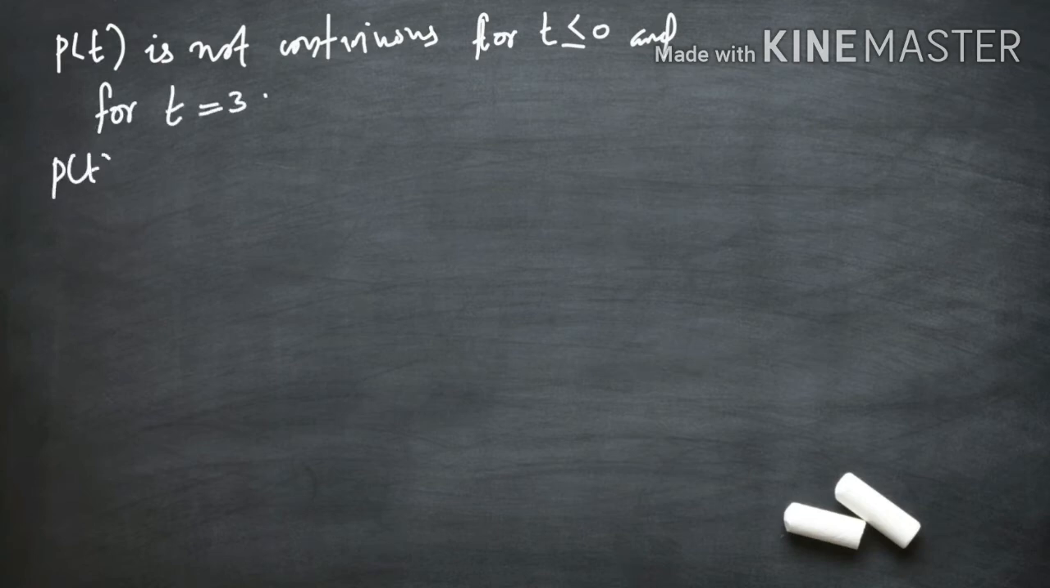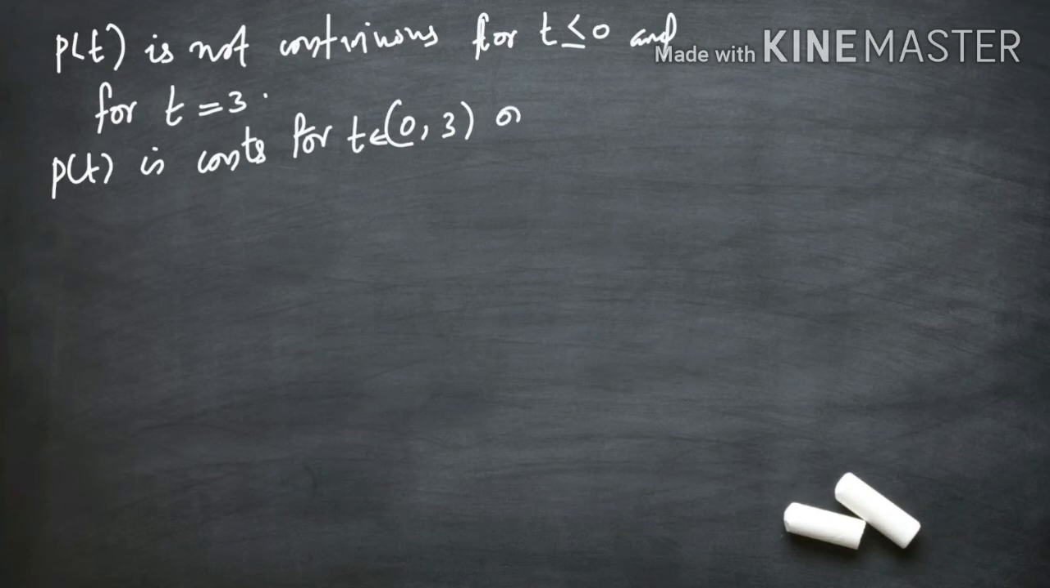That means p of t is continuous for t greater than 0, or we can say p of t is continuous for t belonging to (0, 3) or (3, infinity). And what about g of t?